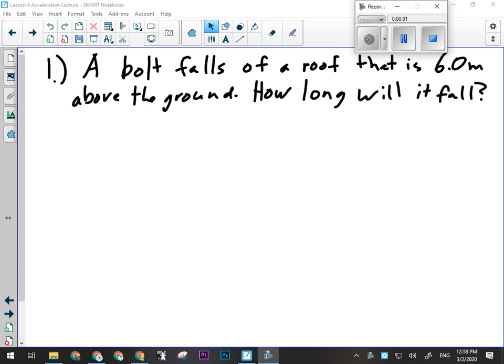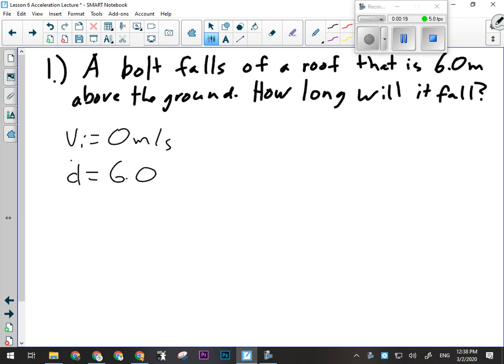Right, so this is one of those ones where it doesn't seem like it gives you very much information. Okay, so we have a bolt that falls off a roof. Something just falls off. How fast is it going initially? 0. It's like being dropped. Okay, so we know our initial velocity is 0 meters per second. And it says it falls 6 meters, so that'll be our displacement.